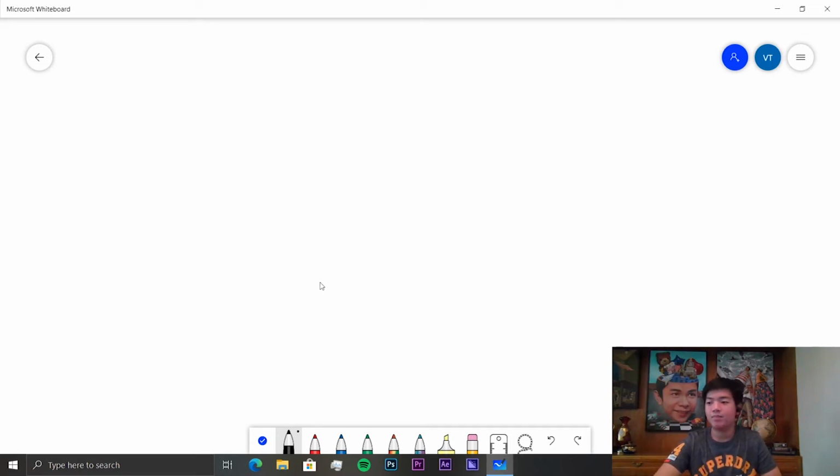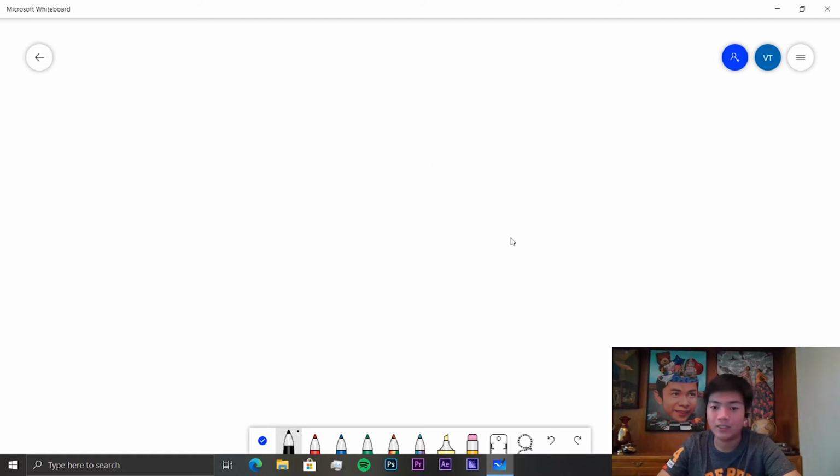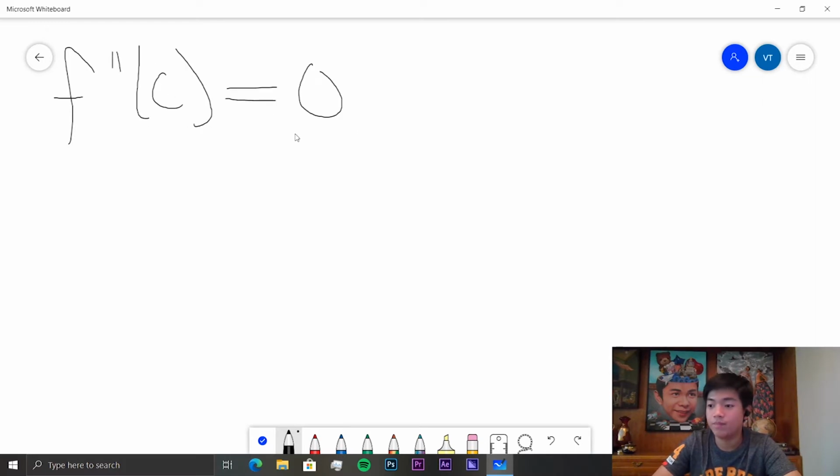So, what would be a good example of this? I guess in an x cubed curve, this point over here would be a point of inflection. So if a function has a point of inflection, say at c, then the second derivative will be equal to 0. And if the second derivative is equal to 0 and f changes concavity through this interval, then this is a point of inflection. So it works both ways.